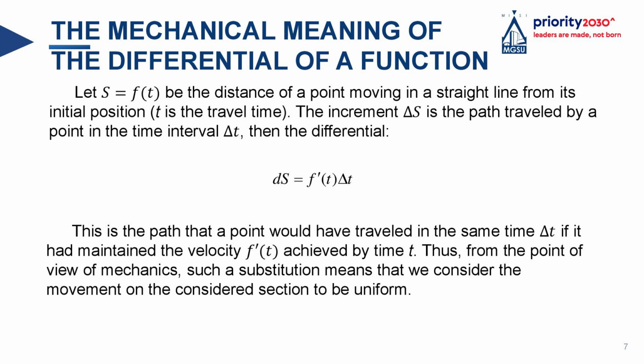This is the path that the point would have traveled in the same time delta t, if it had maintained the velocity function of t achieved by time t. For an infinitesimal delta t, the imaginary path ds differs from the true delta s by an infinitesimal of higher order relative to delta t. If the velocity is not zero at time t, then ds gives an approximate value of the small displacement of the point. Thus, from the point of view of mechanics, such a substitution means that we consider the motion on the considered section to be uniform.